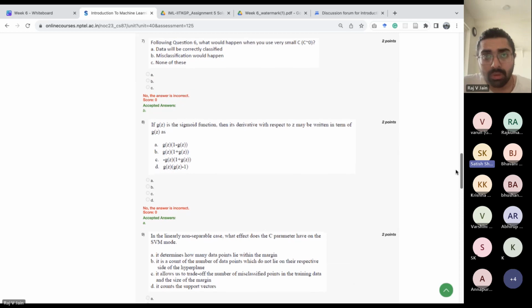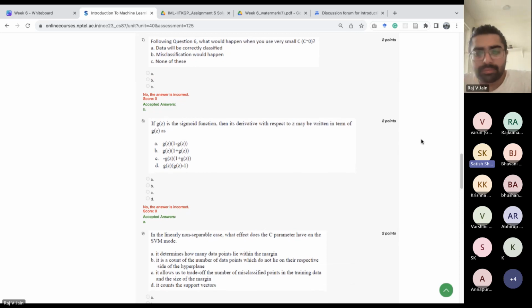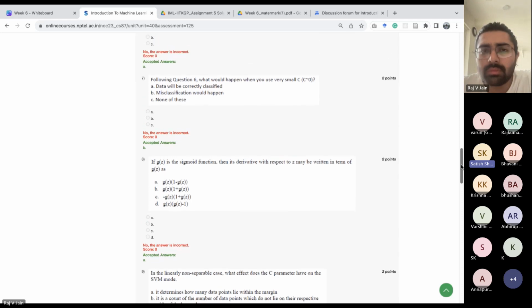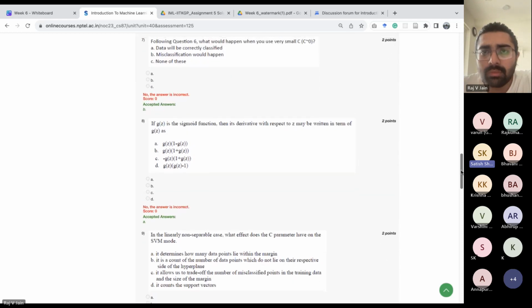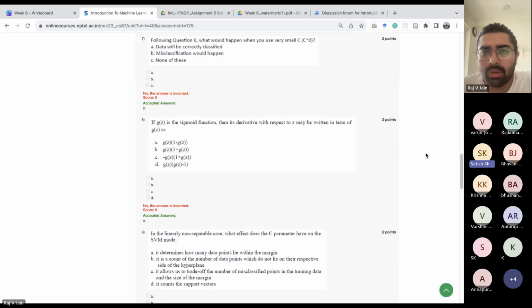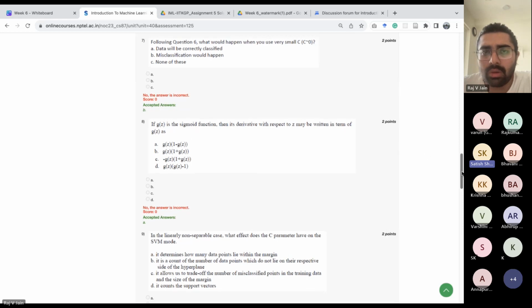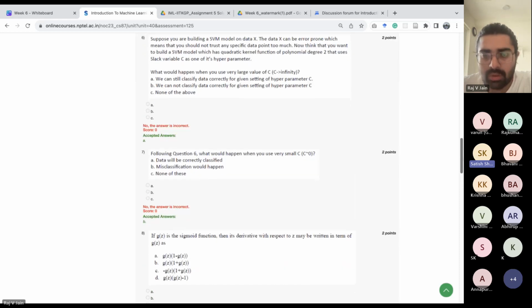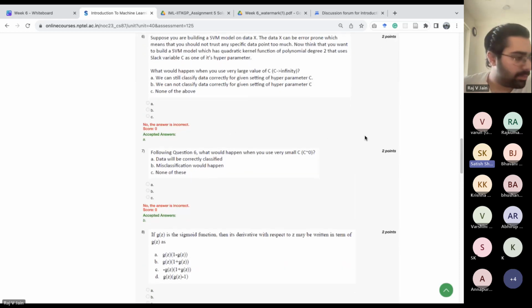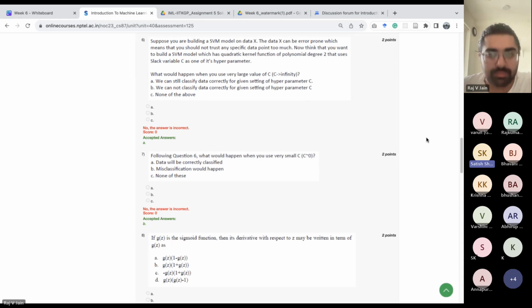What sir told, that misclassification happens anyway, that was the comment. But that question should be taken as is. They told it has more error, which means there are some errors in the boundary itself. So hard margin is not possible at all. When you do the soft margin and give C equals 0, you are trying for hard margin, then misclassification will happen. Am I right?